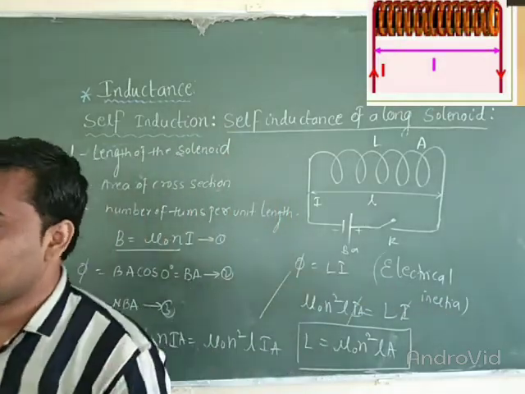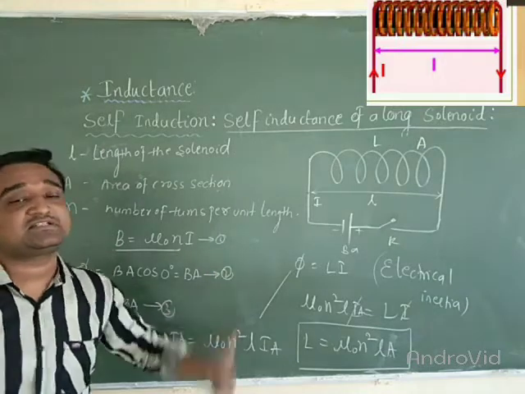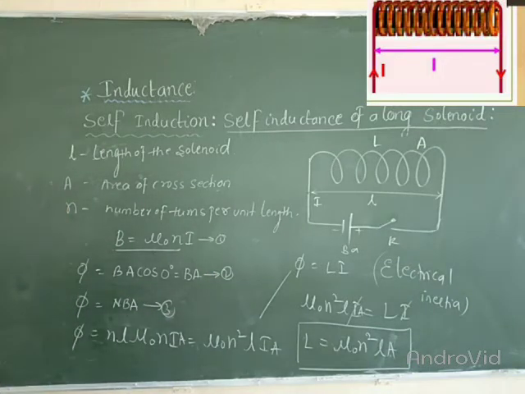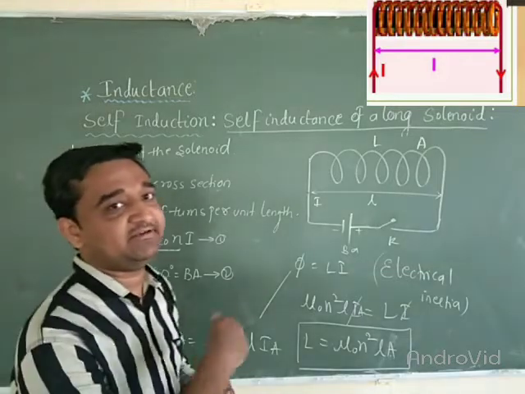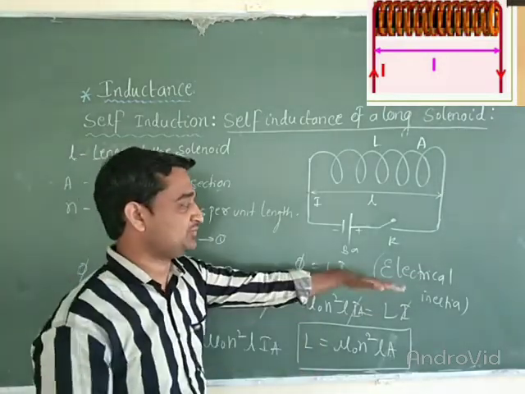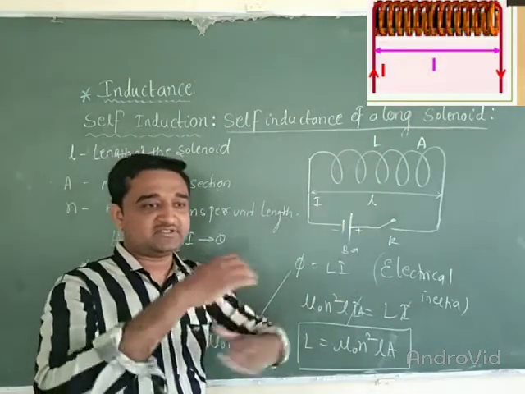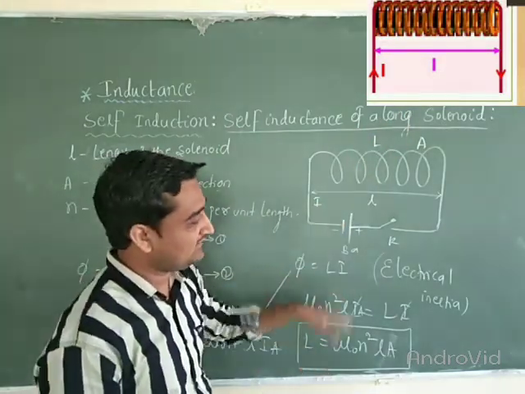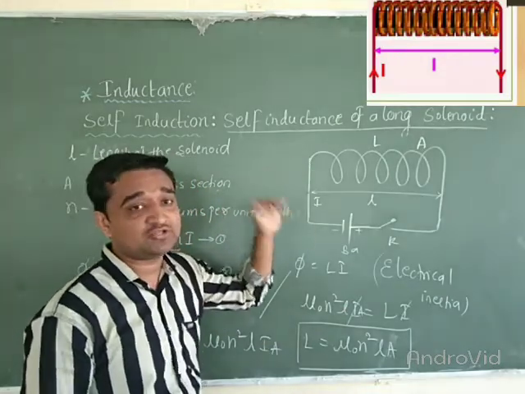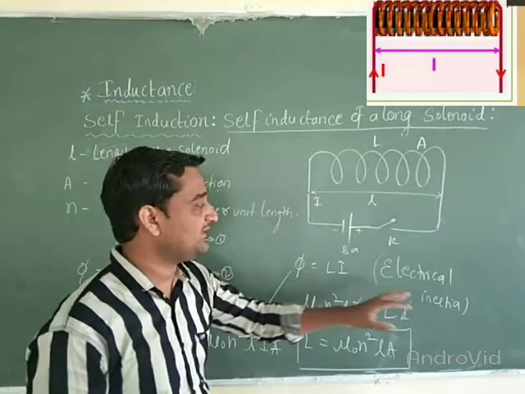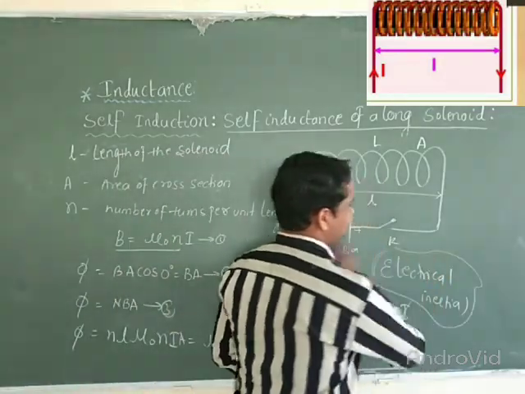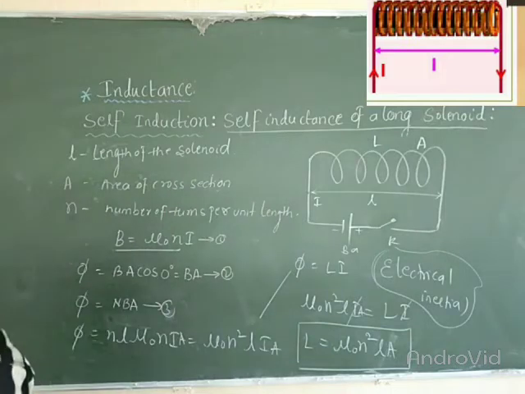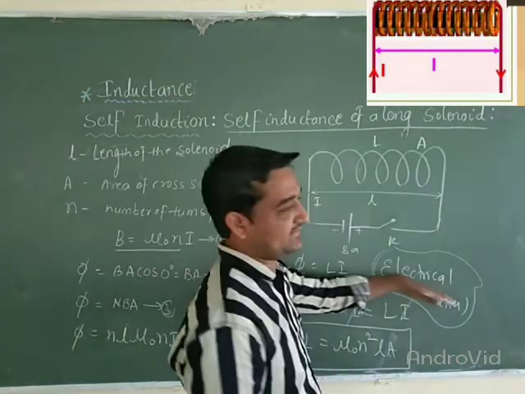In mechanics, inertia opposes the change of state. Here the self-inductance opposes the change of current, whether the current is increasing or decreasing; it opposes the change of current. There, inertia opposed the change of its state. Similarly here, self-inductance also opposes the change of current. That's why it is called electrical inertia. In mechanics we call it inertia, the body which opposes the change of state. Similarly here, self-inductance opposes the change of current, therefore it is called the electrical inertia.